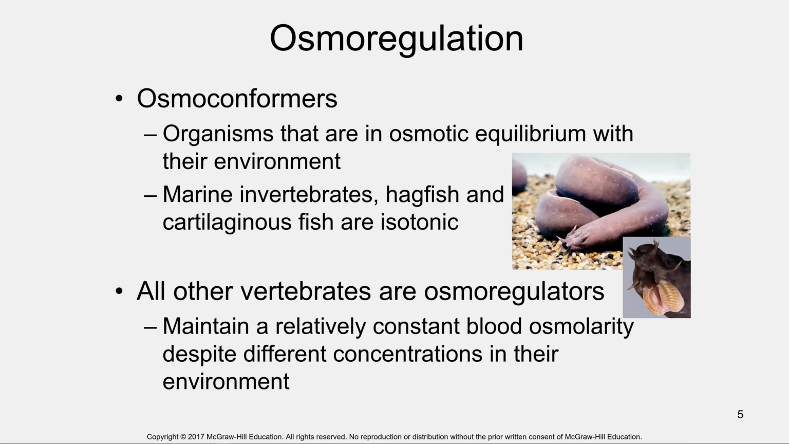Now, marine invertebrates and certain vertebrates such as hagfish and cartilaginous fish such as rays and sharks are considered osmoconformers. And an osmoconformer is an organism whose extracellular fluids are isotonic to seawater. And because that's the case, there's no osmotic gradient, and therefore there's no tendency for water to leave or enter the body. And then our other invertebrates are considered osmoregulators, which means that they maintain a constant blood osmolarity despite the different concentrations that are in their environment.